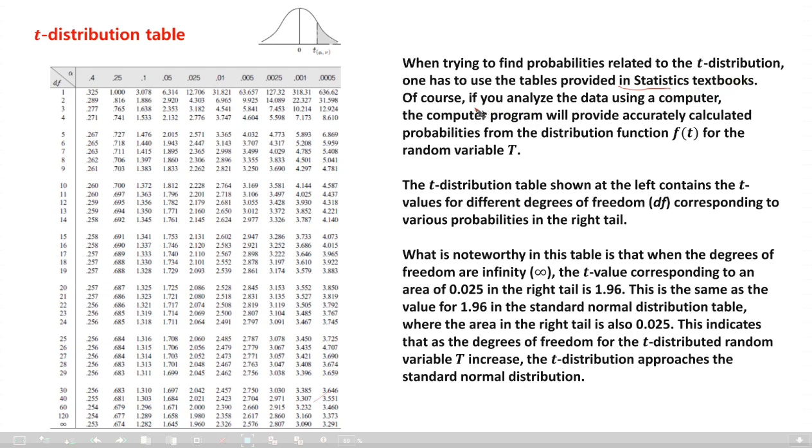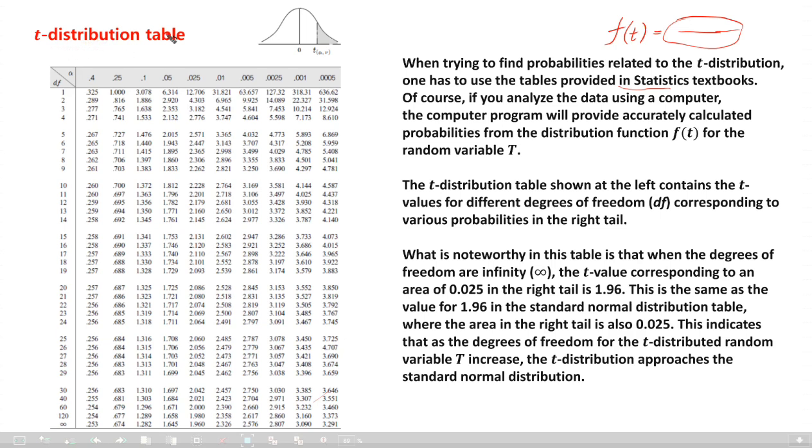But if you analyze the data using a computer, the computer program will provide accurately calculated probabilities from the t probability distribution function. In other words, the computer program has f of t. I told you it is a very complicated thing, something like this. I don't memorize f of t, so you don't have to look at it, I think. Anyway, how to read this t distribution table?